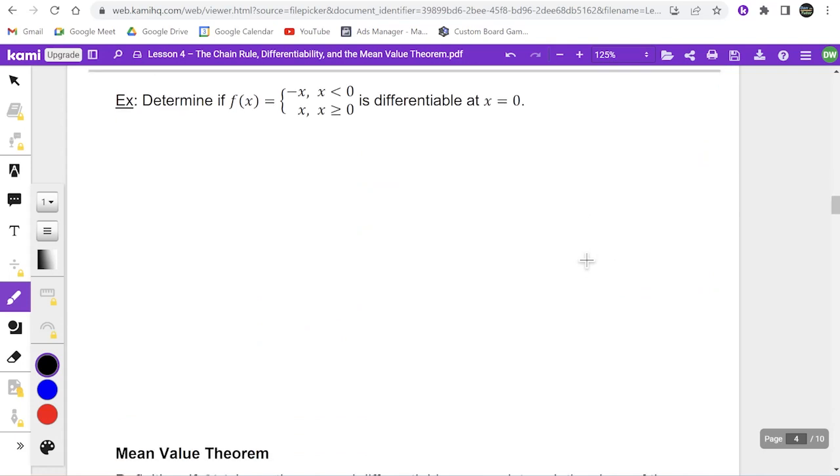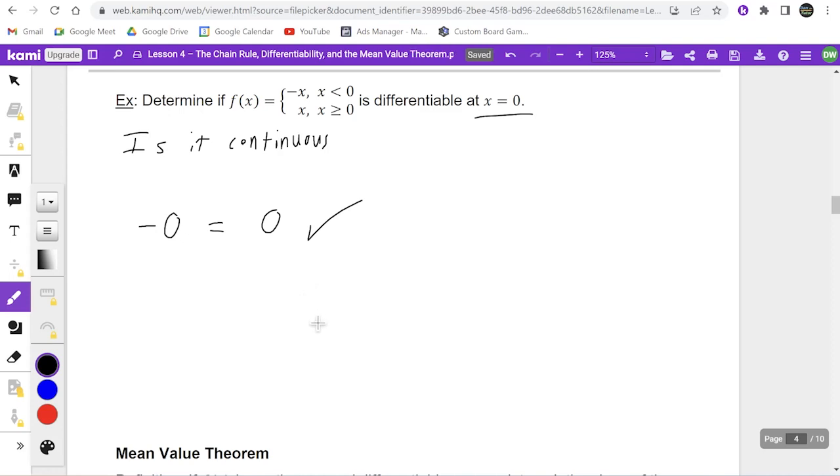Okay. So for this one, we have negative x when x is less than 0 and x when x is greater than or equal to 0, and we're checking the point x equals 0. So step 1, is it continuous? All I'm going to do is plug in 0 for the top and the bottom. For the top, it's negative 0 when I plug in 0. And for the bottom, it's just 0. And I think 0 equals 0. And just for the sake of this check, okay, it's definitely going to be continuous, I promise.